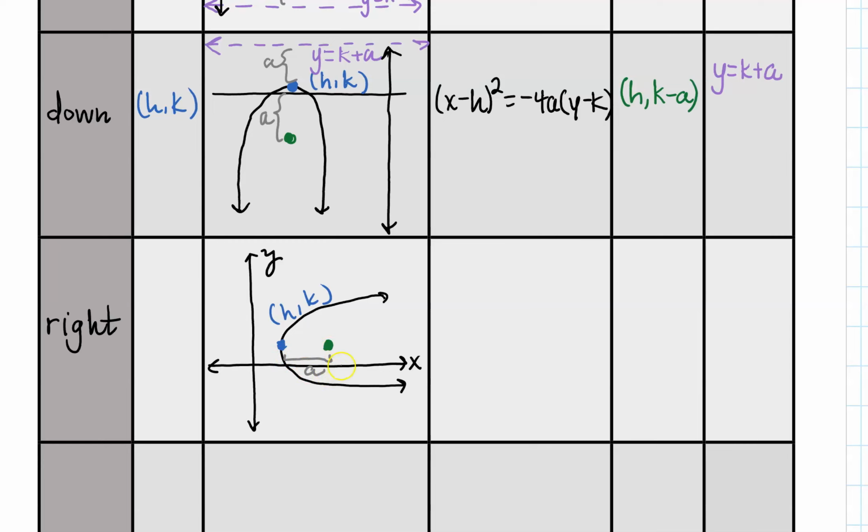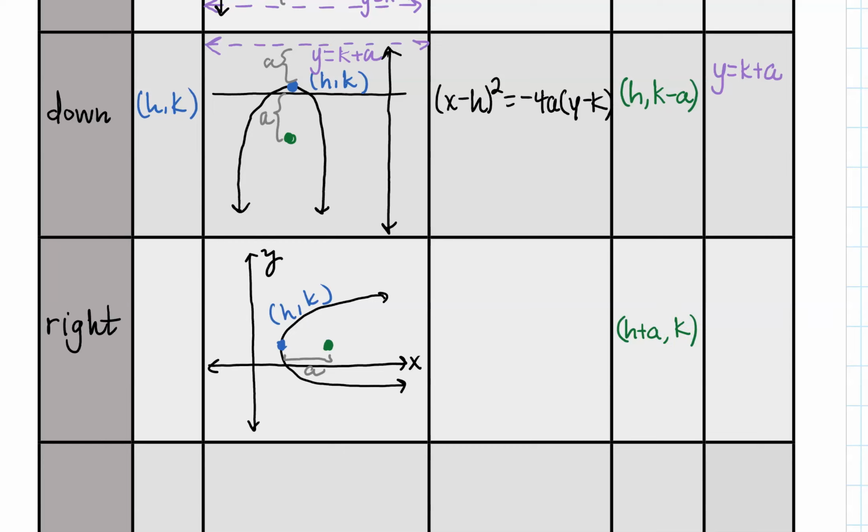And so since the focus is a units to the right, that's going to affect the x coordinate. I started with an x coordinate of h, and I added a to it to get to my focus, and my y coordinate stayed the same. So the new focus is h plus a, comma, k.